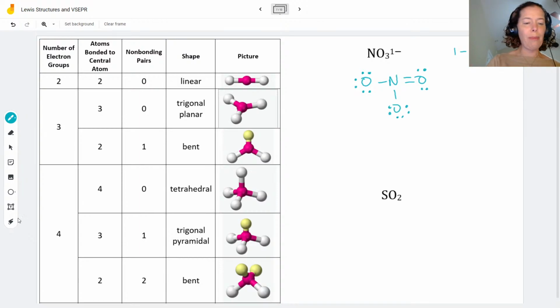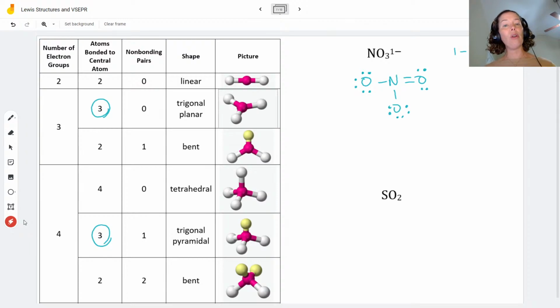Now let's determine shape. This is where it's really important to be counting atoms. So the first thing I want to do is I want to know how many atoms are bonded to my nitrogen here as a central atom. And this is where it's tempting to see this double bond and count that as 2, but we're not counting bonds, we're counting atoms. So I have 1, 2, 3 oxygen atoms bonded to that nitrogen. So again, I'm looking for a 3 here, so I've got 2 possibilities. So now next I need to look for lone pairs.